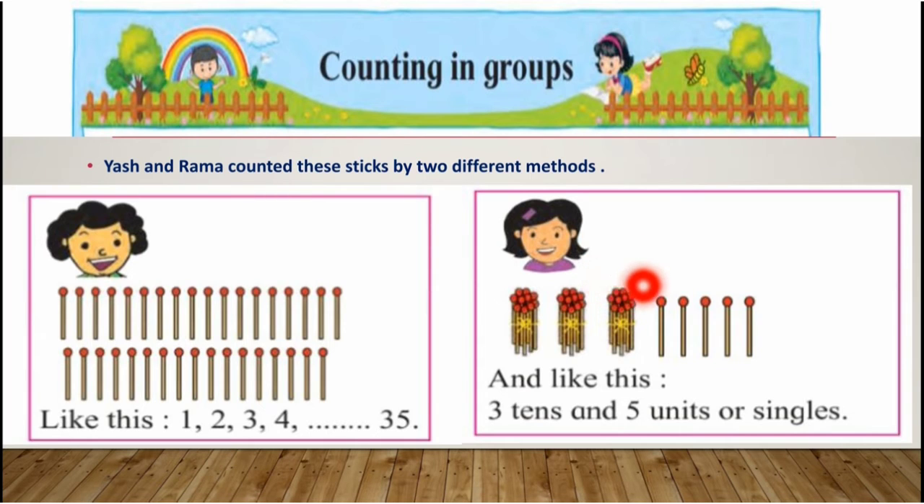And how many units? 1, 2, 3, 4, 5 units. So 30 plus 5 is 35. We can write here 3 tens and 5 units, or singles. 3 tens is 30, 5 units is 5, so 30 plus 5 is 35. Like this, students, you can count these sticks.